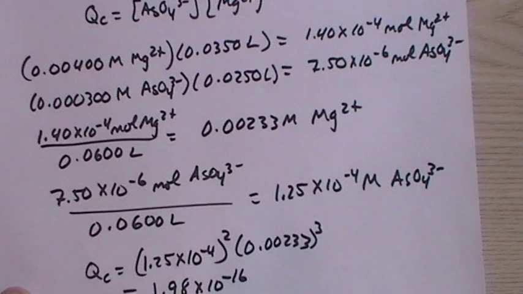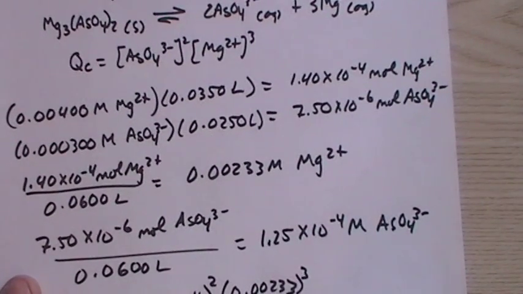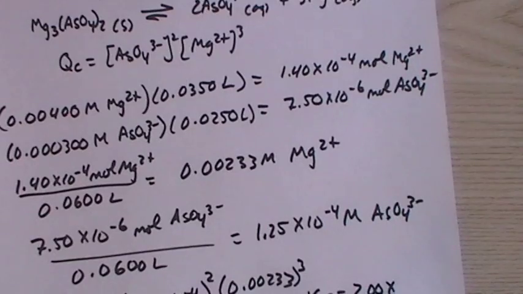And that means QC, I didn't put it up here, but where's KSP? Or did I put it up here? No, I didn't. Okay, so KSP for magnesium arsenate is 2.00 times 10 to the minus 20.